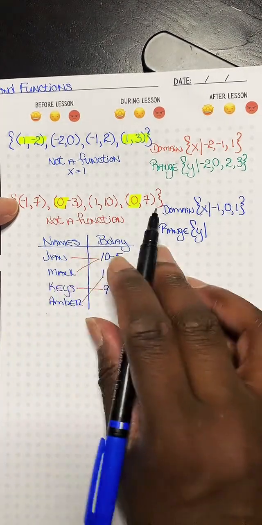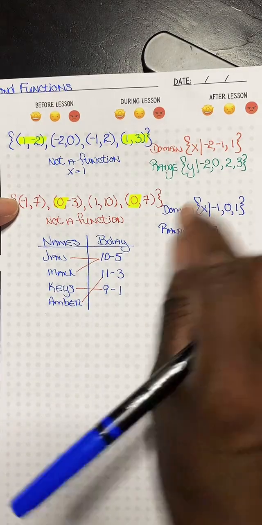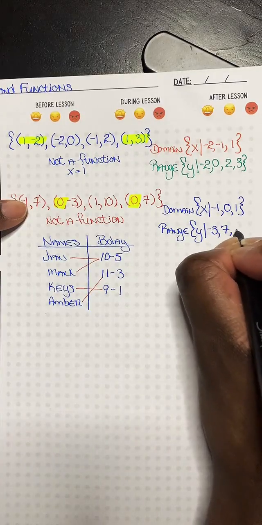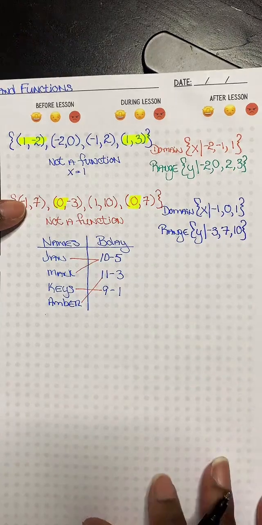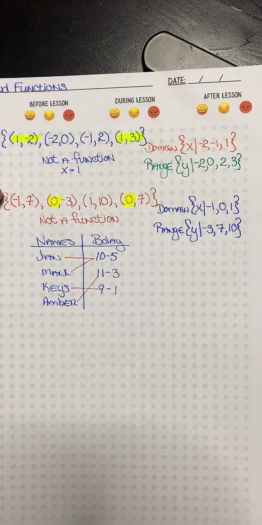So starting with the lowest one, which is -3. Yeah, we have 2 of the 7s, but we only have to write that once. And then 10. Okay, so that's the domain and the range for what's in red. Nope, it's not graphing, not yet.